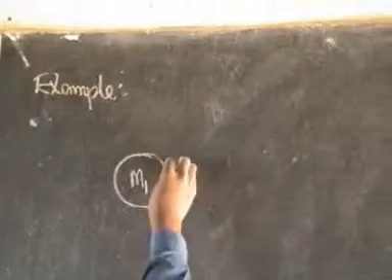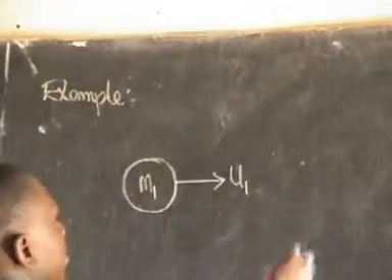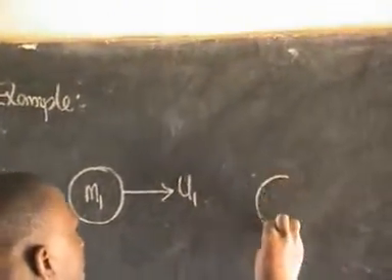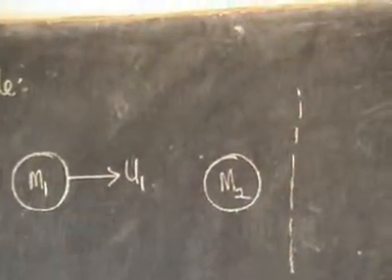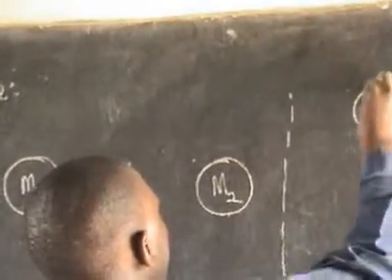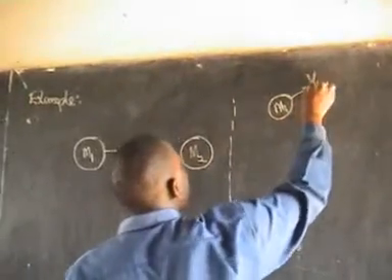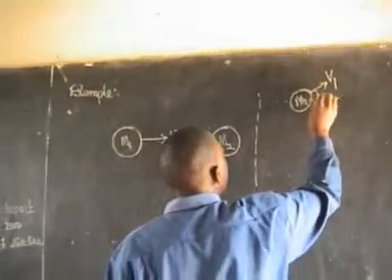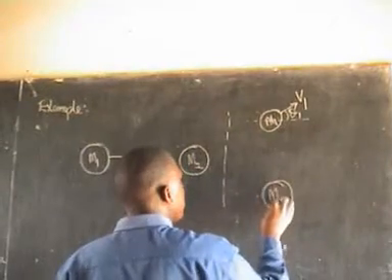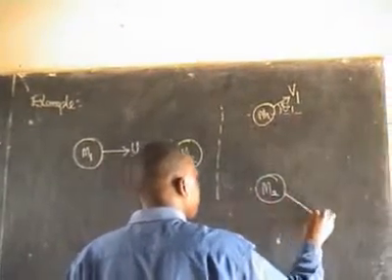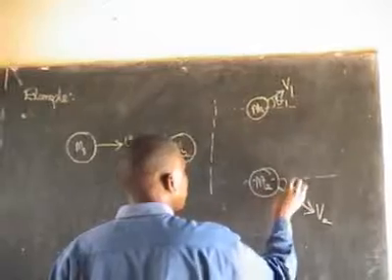So mass m1 moving at speed u1. You can also have m2 at rest, that is before impact. Then after impact, you can have m1 moving with the velocity v1, making an angle from the horizontal which is theta 1. We can also have m2 moving with the velocity v2, making an angle.